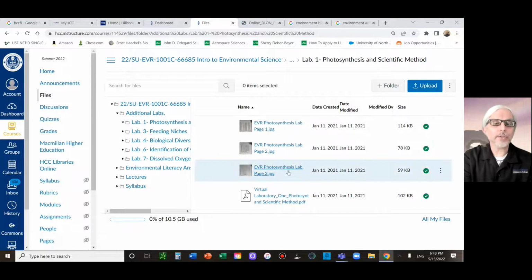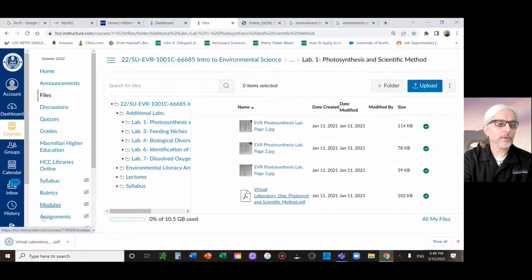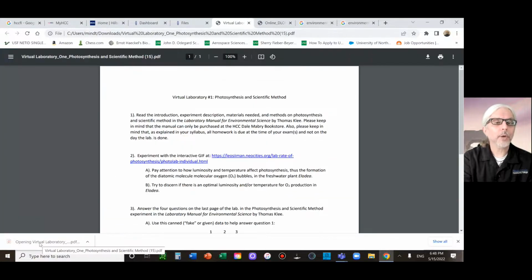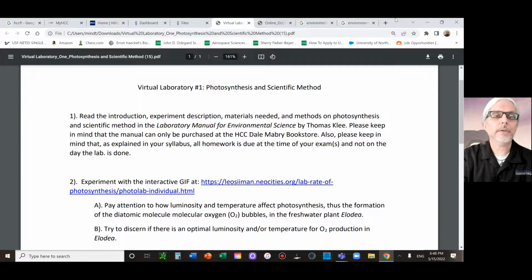Now with that, I also stuck in a virtual lab one, just to kind of help out. So let's open this up. Okay, so just to kind of help out, this is showing you what's going to be in a lot of these additional files. Hang on, Canvas is being a bit fussy at the moment. One second.